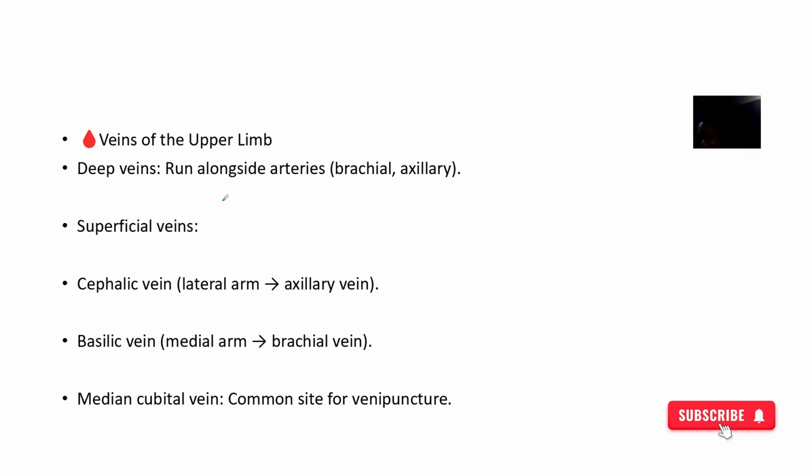So how about the veins? The arteries are supplying blood, okay, and veins are actually taking the bad blood away, the deoxygenated blood. So you should know that we have deep veins and we have superficial veins. Okay, so deep veins just have the same names as the arteries, so they run alongside them. Like the brachial artery has the brachial vein running alongside it. You understand, it's just like that.